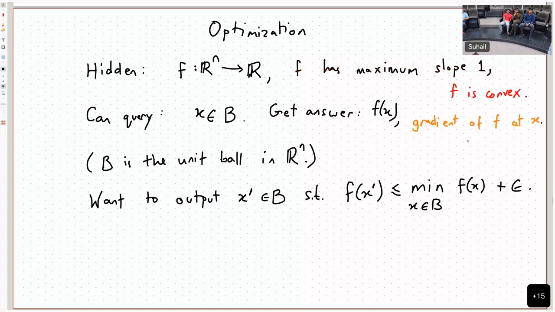One last change, I promise. We're also going to promise that f is convex. So what does this mean? Earlier it could have been the case that your function looked like this. That's fine, it has slope 1. But this means that you really do need to check every single region because we don't know where this region is here. But if f is convex, that doesn't allow things like this.